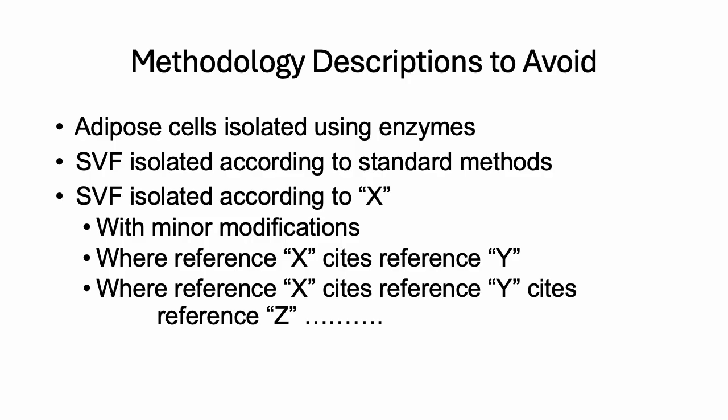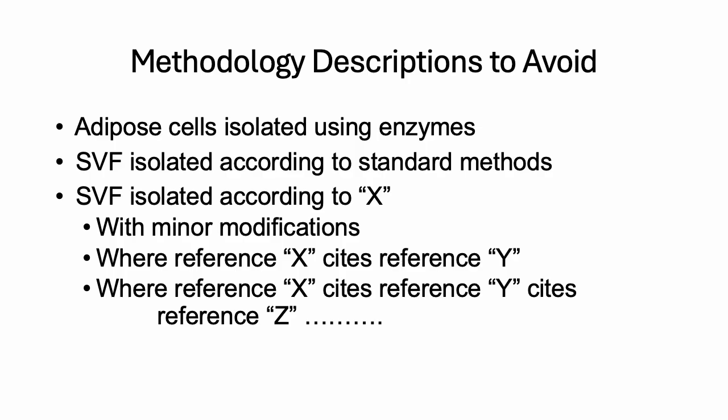I want to point out, as far as methodology, some of the things that need to be avoided in the presentation of methods. One, don't simply use the term adipose cells were isolated using enzymes. In my review, I've seen some investigators say that that's their method. They took adipose tissue and they used enzymes to isolate adipose cells. This doesn't provide any sort of information on the method that is being used. I've seen SVF cells were isolated according to standard methods. It'd be nice if we had a standard method, but without it, this is an incorrect methodologic statement.